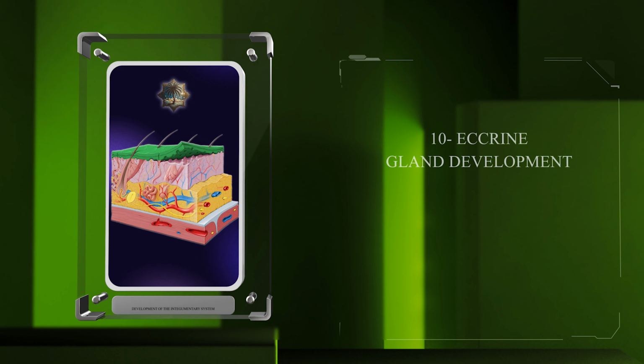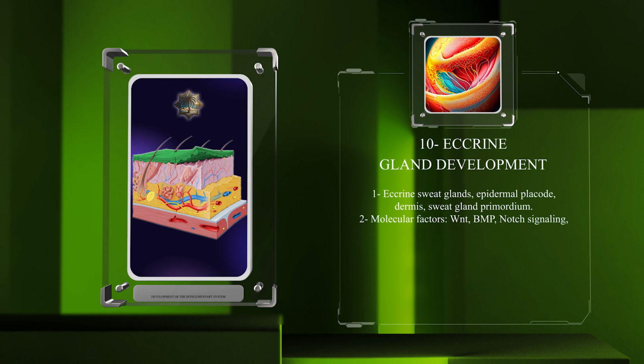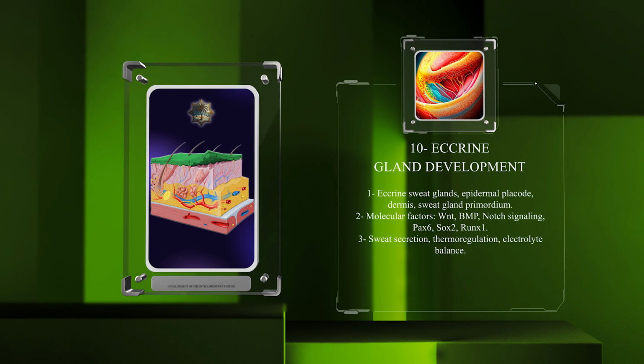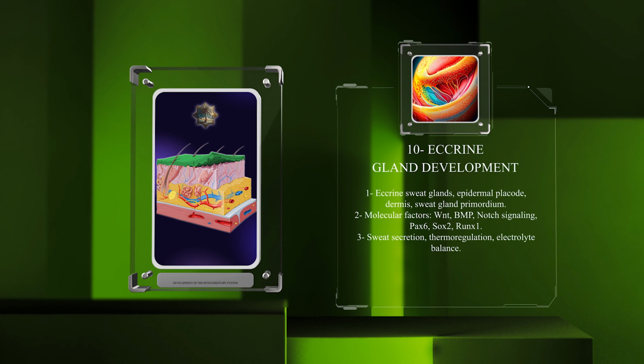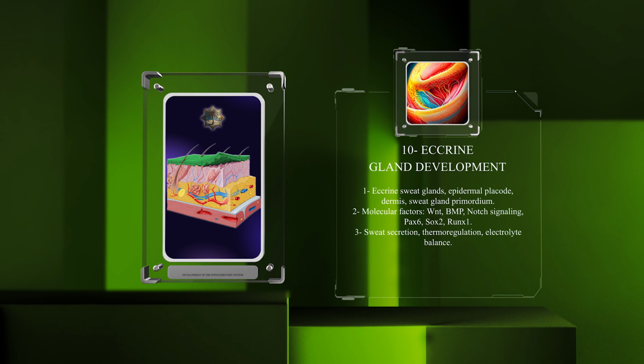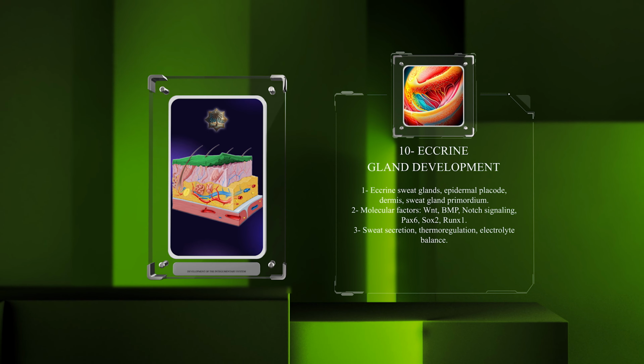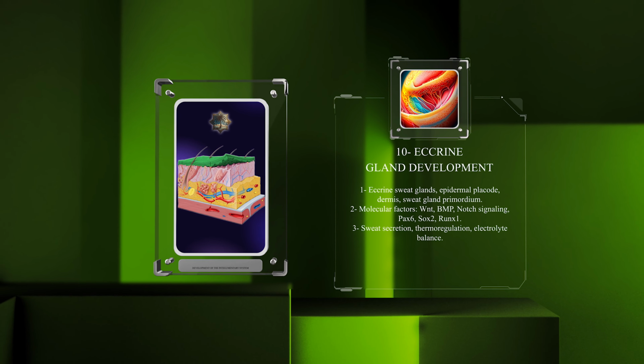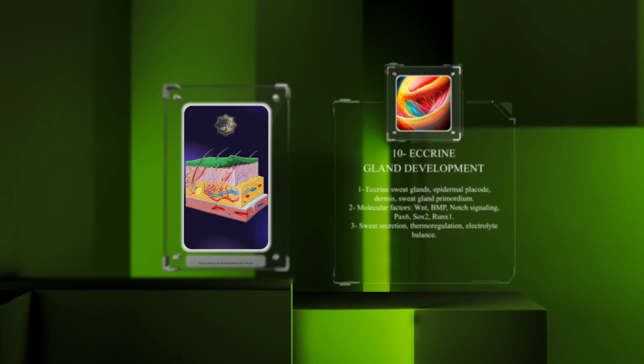Eccrine sweat glands are formed from the epidermal placode, invaginating into the dermis to form the sweat gland primordium. Molecular factors like WNT, BMP, Notch signaling, and transcription factors like PAX6, SOX2, and RUNX1 regulate gland development and differentiation. Proper sweat secretion is essential for thermoregulation and electrolyte balance.